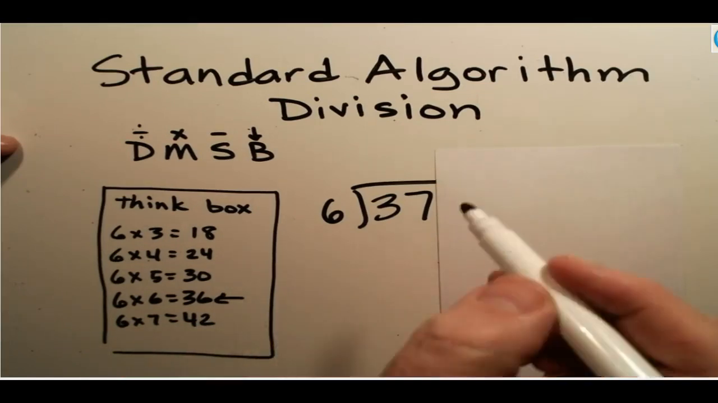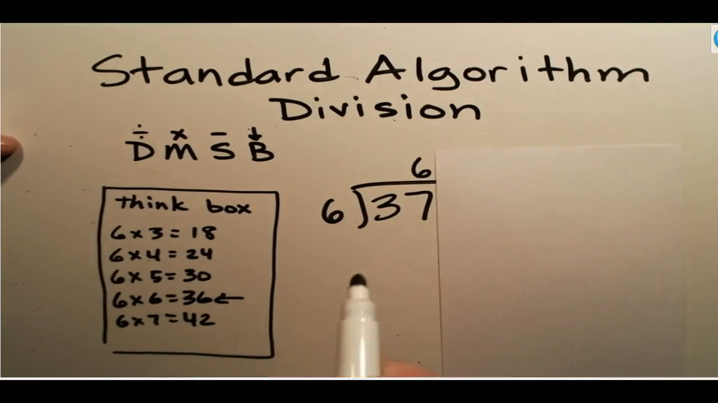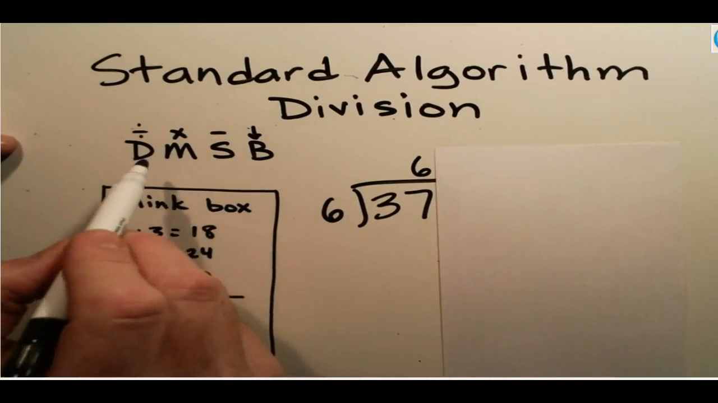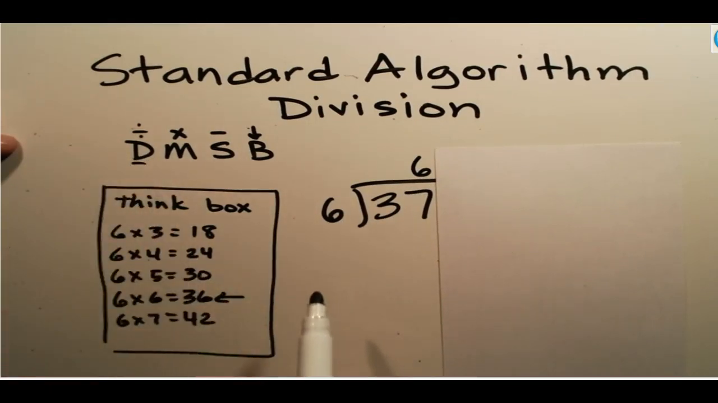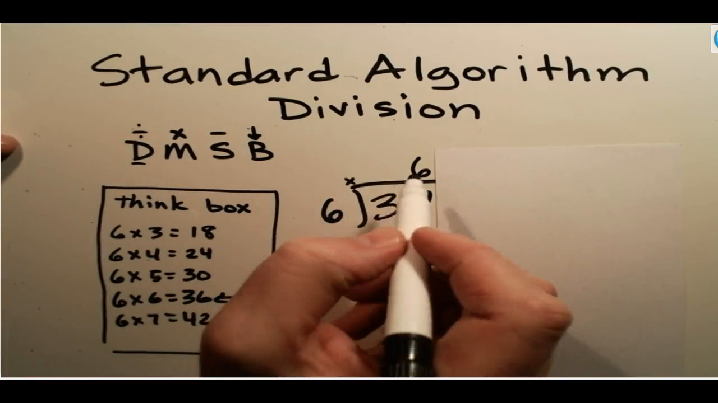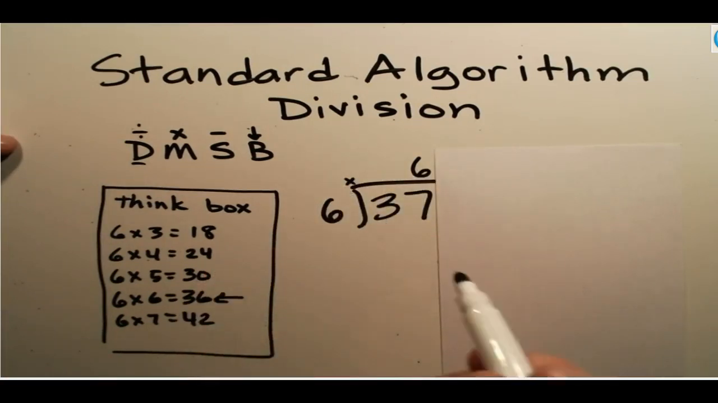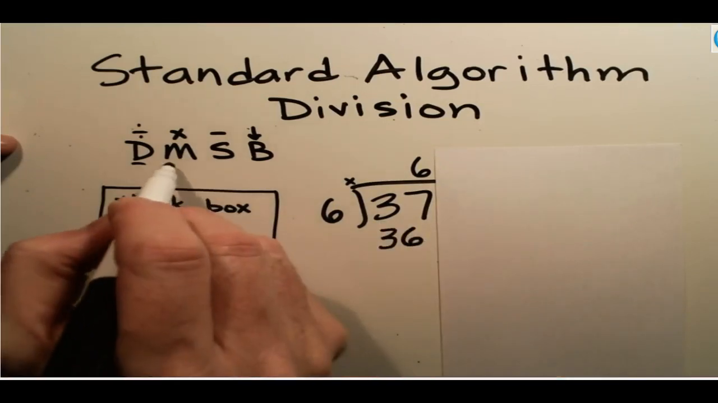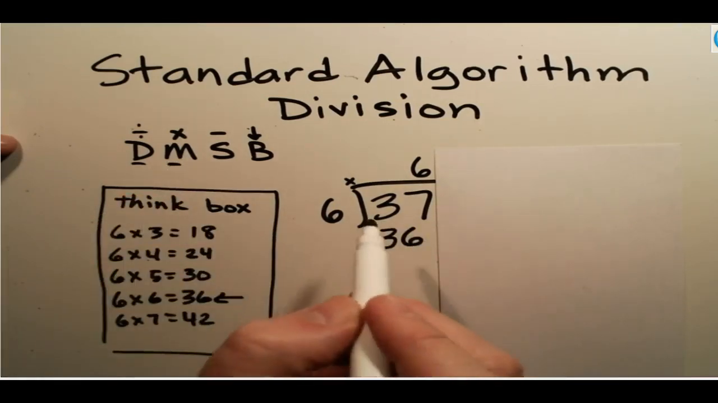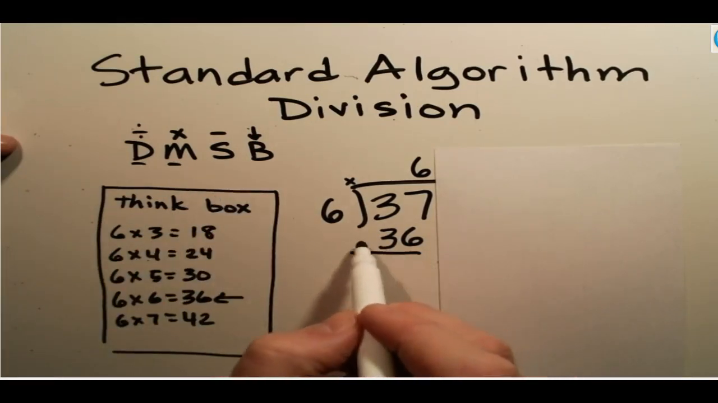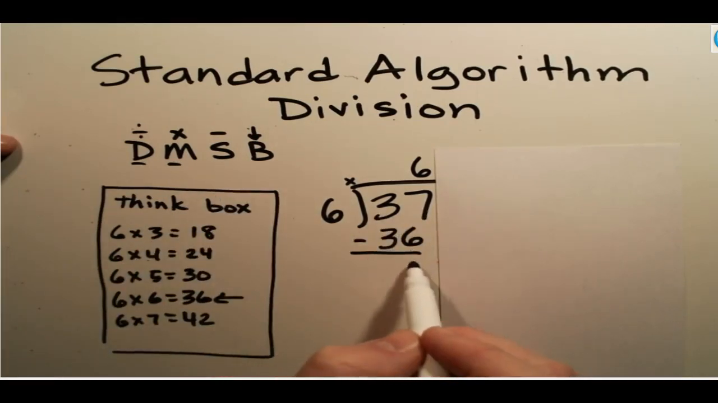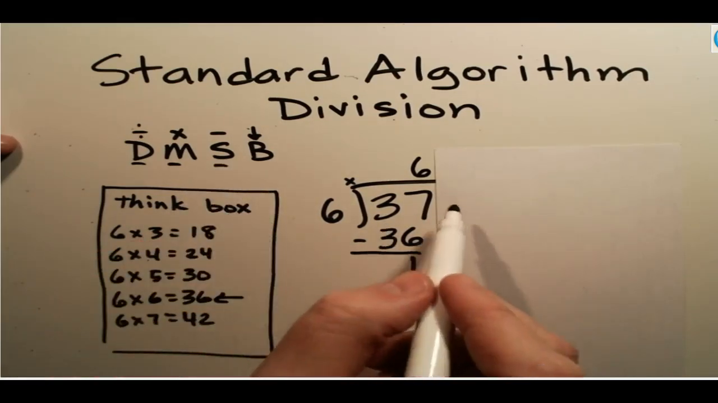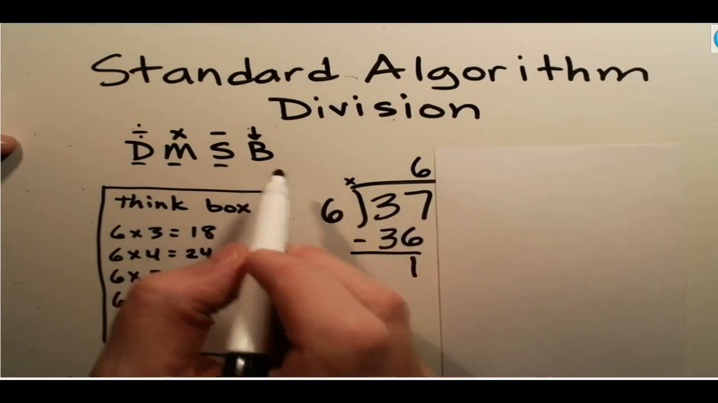So 6 will go into 37, 6 times. That's my divide step. Done. Now it's time to multiply. 6 times 6 is what? Well, it's 36. Multiply step. Done. Now it's time to subtract. 37 minus 36 leaves me 1. Subtraction step. Done. Now, if there's anything to the right to bring down, I'll do that now.